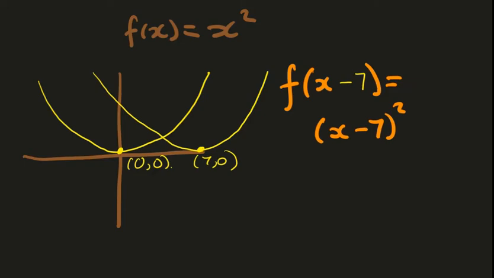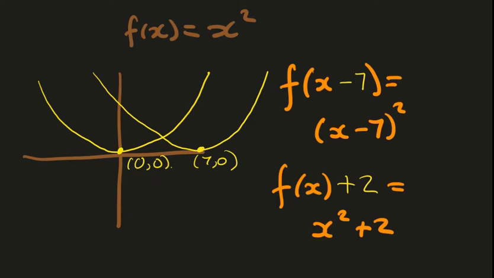And if I kept f of x exactly the same, but instead of swapping x with an x minus 7, I maybe added 2, what that would do is move that original graph up 2 places. Algebraically, it would look like this, x squared plus 2. And geometrically, it would look just like this, with that minimum point now at 0, 2.